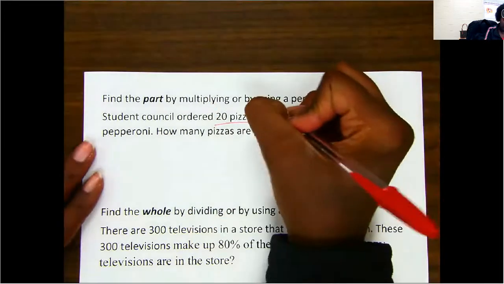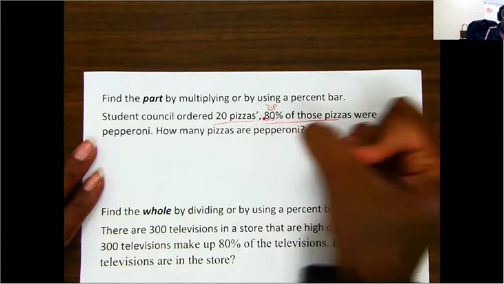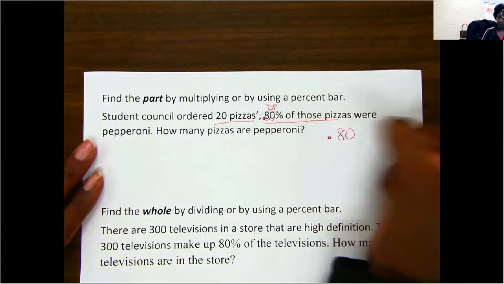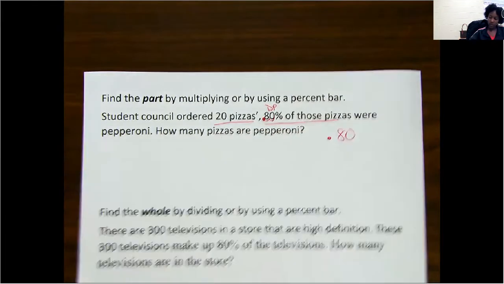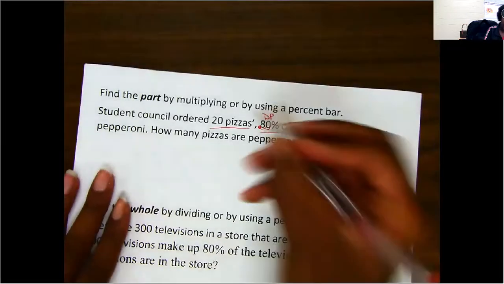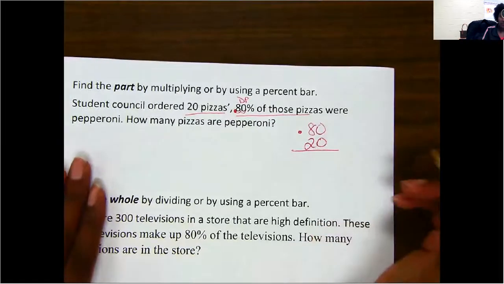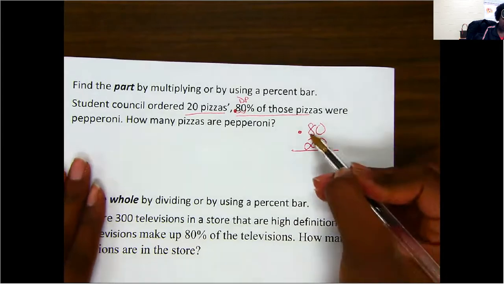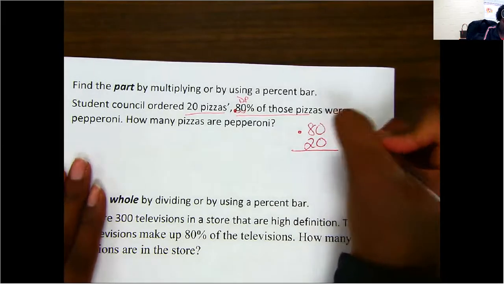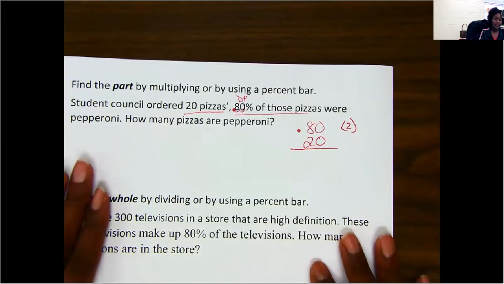I need to do Dr. Pepper to change my percent to a decimal. So I have 0.80, and I'm multiplying, sorry guys, I need paper underneath this, by 20. Because I have a decimal, I need to account for the decimal places. 1, 2. So I need to make sure I move my decimal 2 places at the end.